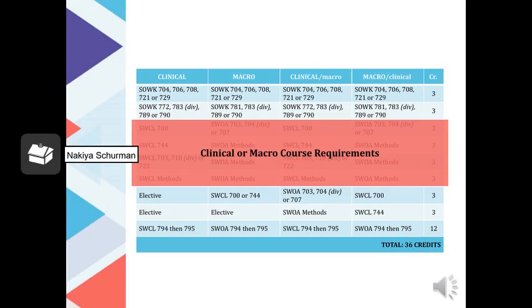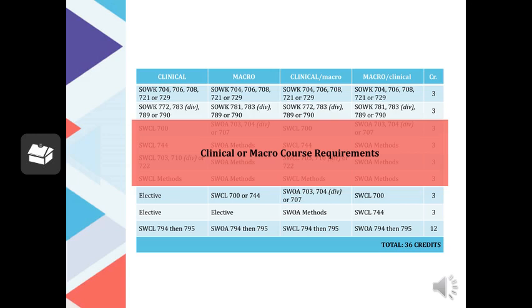These are your clinical or macro course requirements. Clinical courses have an SWCL prefix. Macro courses have an SWOA prefix. They are also referred to as methods courses. So if you see here where it says SWCL methods or SWOA methods, it purely means that in order to meet that requirement, you must take a course with one of those prefixes.